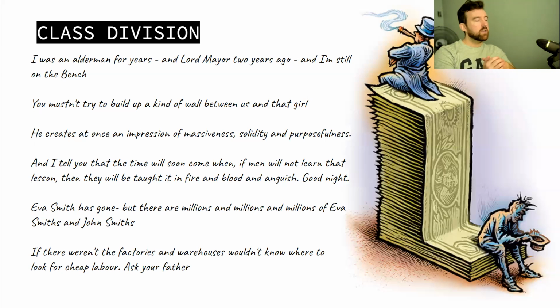"Eva Smith has gone, but there are millions and millions and millions of Eva Smiths and John Smiths still left with us." So this quote is a very famous quote. It shows the extent of the problem. So there are very few people like the Burlings, right? There are very few families and people that are upper class. Let's say it's like, famously, they call them the 1%, right? Let's say it's the 1%. But then there's the middle class.